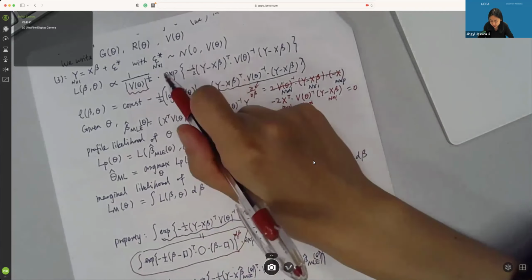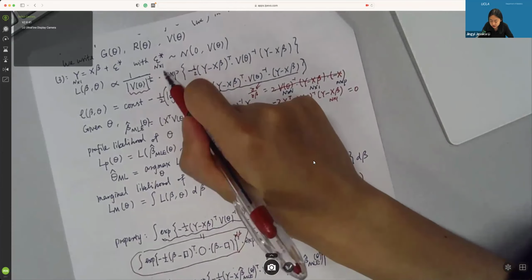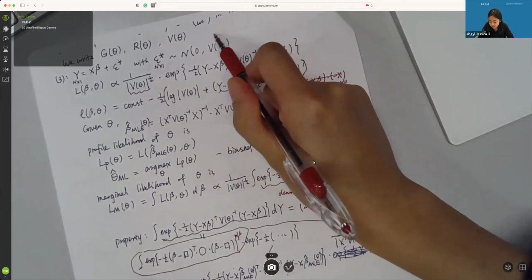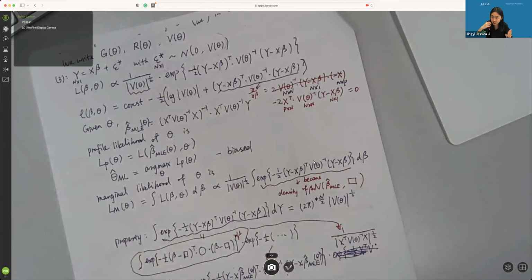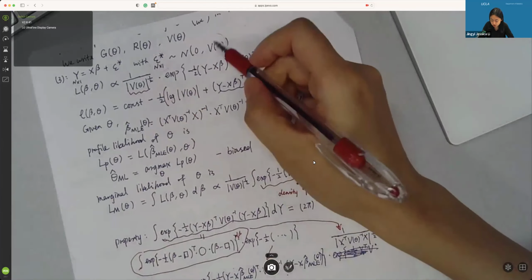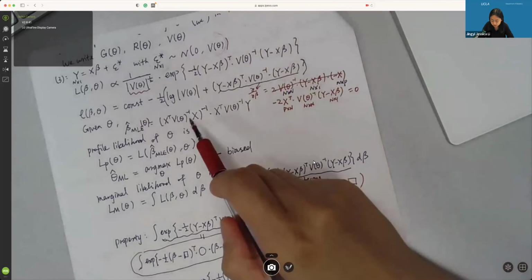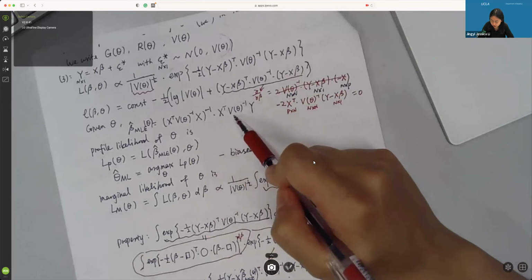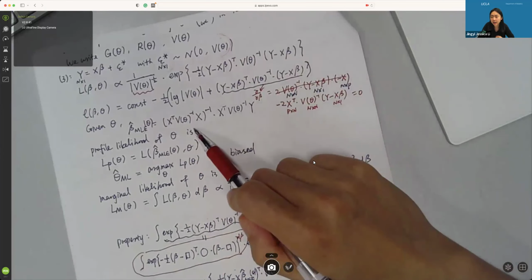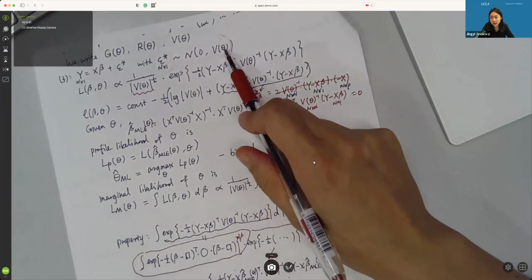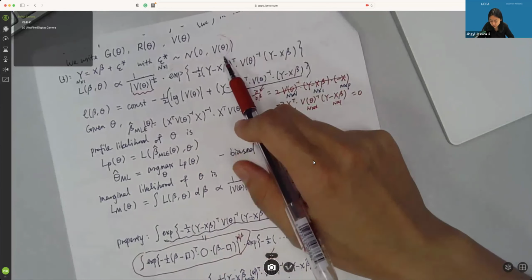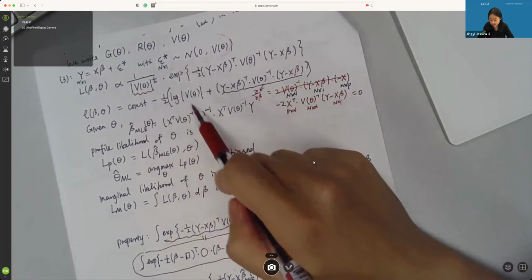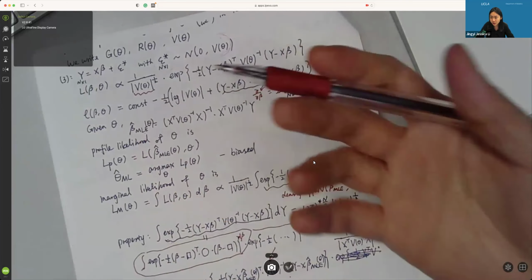Because we have the, I shouldn't say error, I have the random part following normal distribution with this covariance matrix, then just like the weighted least square, this covariance matrix will enter our least square formula. So V theta inverse needs to appear here, but it depends on theta. If you don't know theta, you cannot use this formula to get beta hat. So beta hat depends on theta. Then how do we estimate theta?